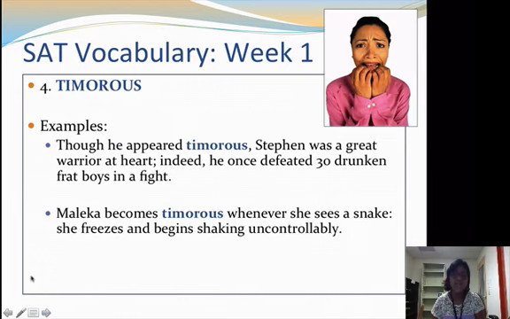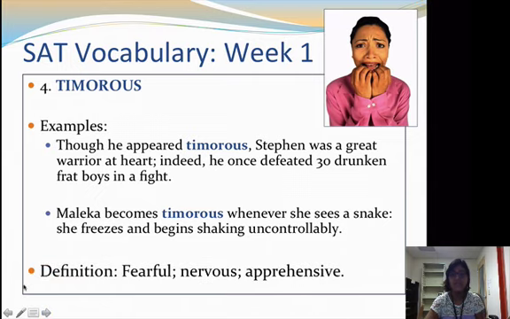The next word is timorous. Say that word aloud and then read the 2 sample sentences. Write down your guess for the word timorous in your note sheet. Then, when you're ready, copy down this definition, but pause if you need to write down your guess first.